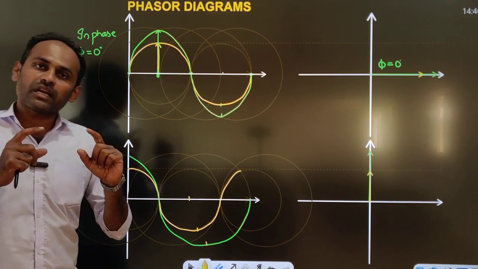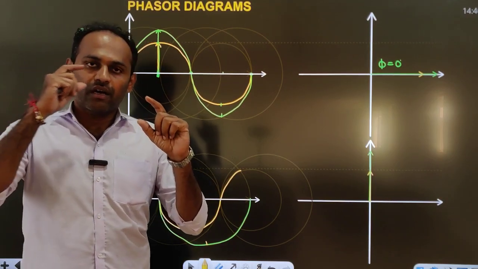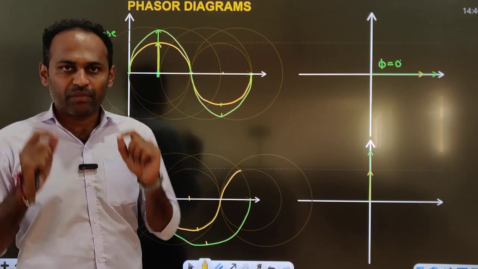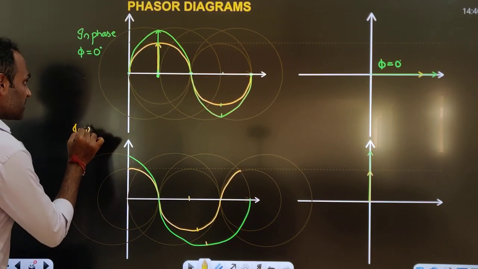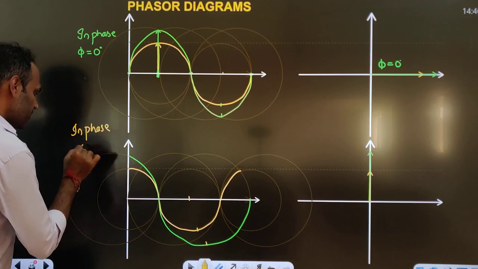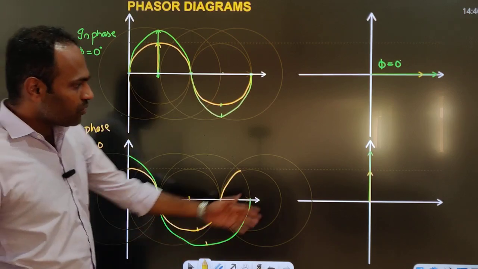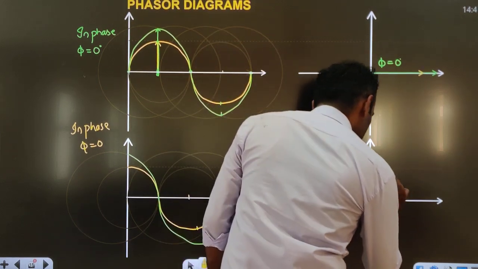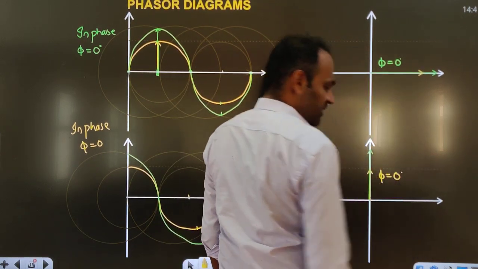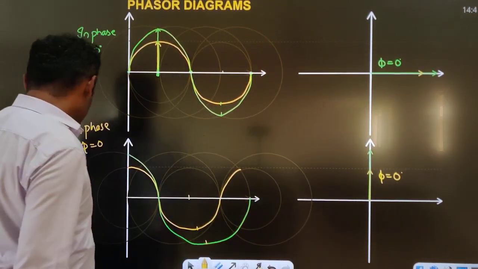So if two waves are reaching the peak as well as the crest as well as the troughs at the same time, then they are said to be in phase. They are said to be in phase, and the phase difference between them is 0 degree. Even here you can see both the vectors are along the same straight line. That's why how much will be the phase difference in this case? Phase difference is said to be 0, right? Okay, let us continue then.